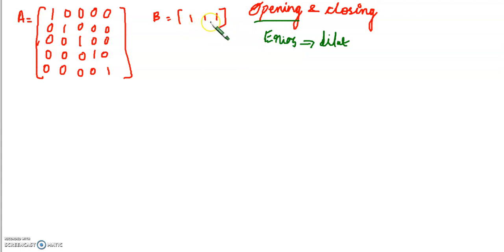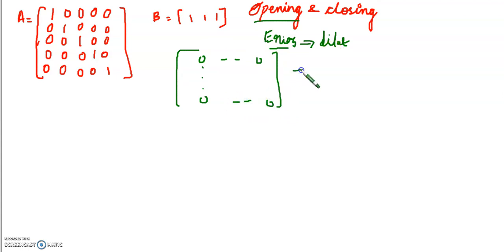Okay, so this B is 1, 1, 1. So you can choose the center points where it can be fully contained in A. 1, 1, 1. I cannot find any point in which it is fully contained, is it? There is no 1, 1, 1 in the horizontal direction, there are no 3 ones here, so it is not fully contained. So what will be the result of erosion? The result of erosion will be all zeros.